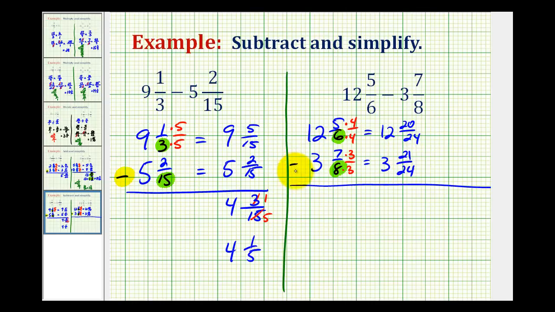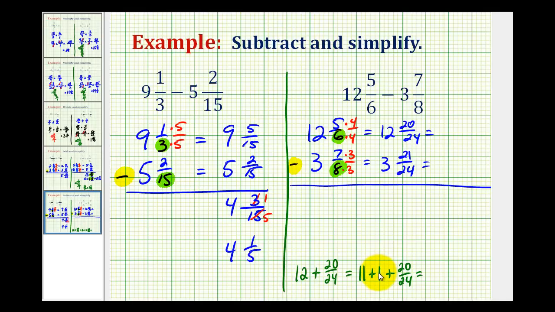Now here we have a little bit of a problem when we try to subtract our fractions. We can't subtract 21/24 from 20/24 because this fraction isn't large enough. We actually have to borrow 1 from this 12. So let's take a look at how we're going to do that. We know we can rewrite 12 20/24 as 12 plus 20/24. And if we borrow 1 from the 12, we can write 12 as 11 plus 1 plus 20/24.